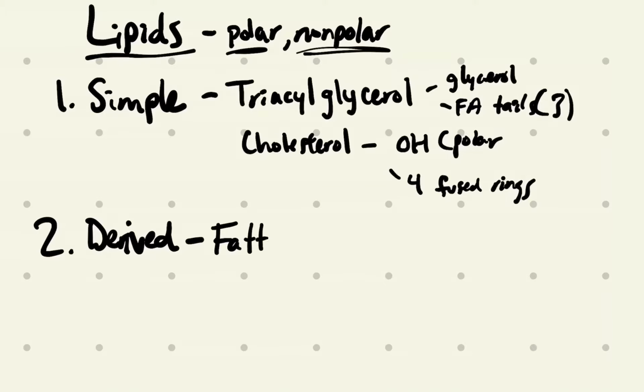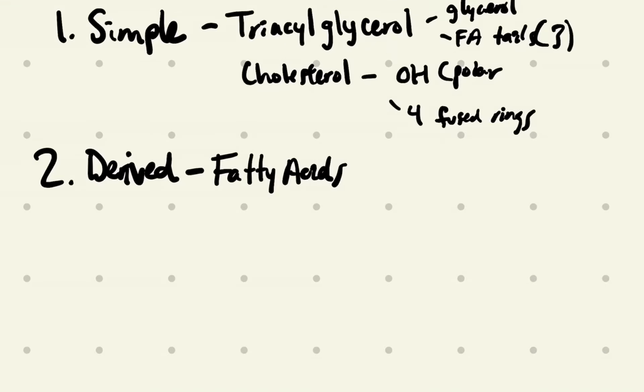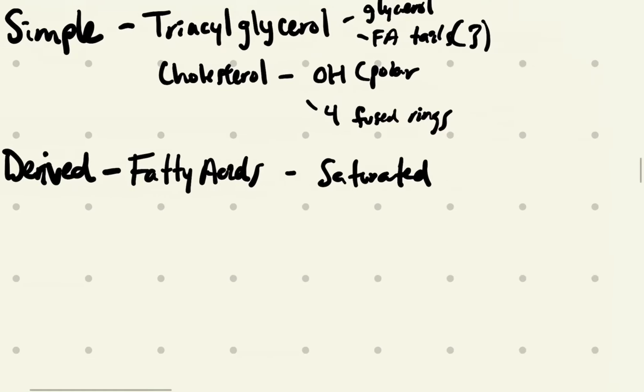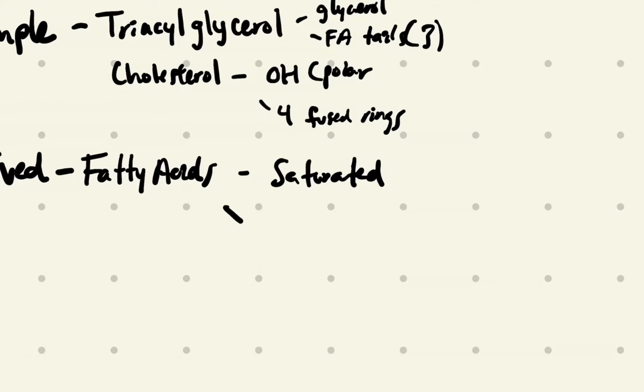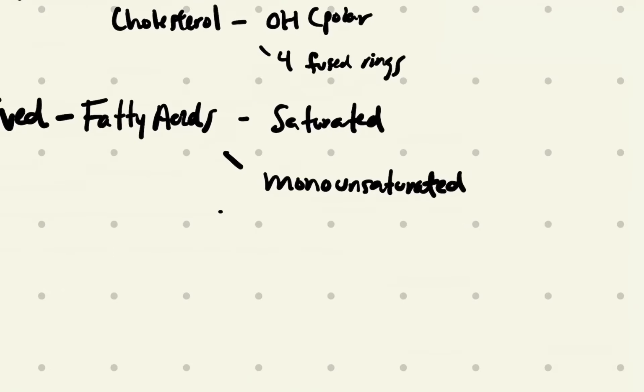These are going to be your fatty acids. For fatty acids, they actually come in all these different forms. They can come in a saturated form, which has no double bonds whatsoever. They can be monounsaturated, which is one double bond, or they can have multiple double bonds, which we refer to as polyunsaturated.